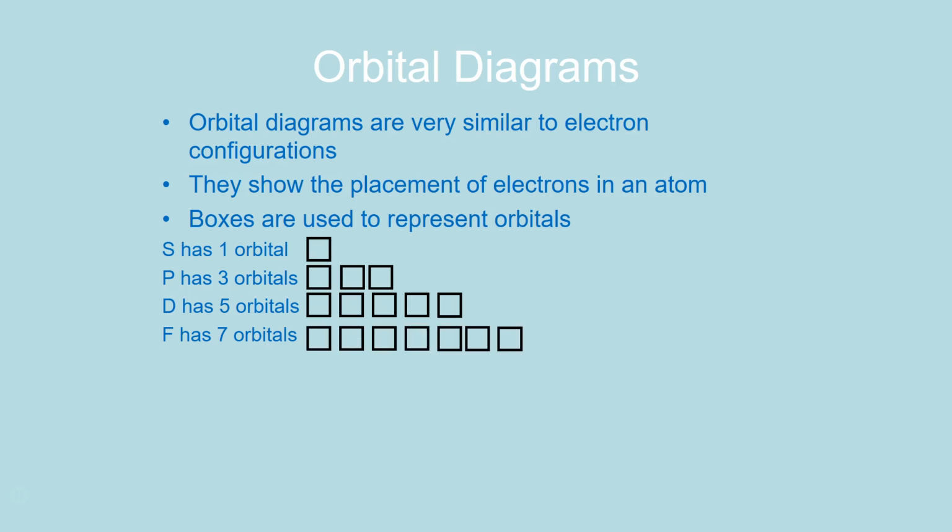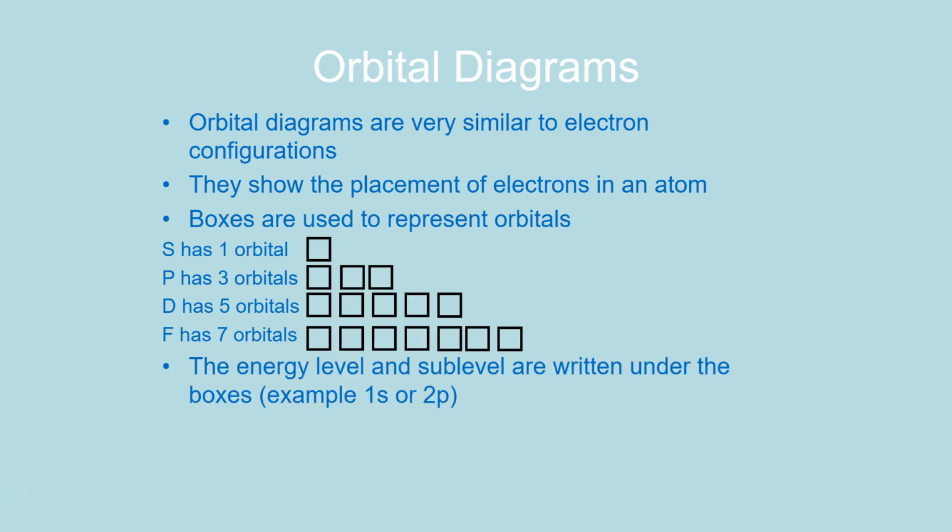A little trick I use to remember how many boxes I need to draw: it's half of whatever the number of elements would be in that orbital. So for example, our s orbital has 2 elements in each. 2 divided by 2 is 1. Our p orbital has 6 elements that make it up in each row, so 6 divided by 2 is 3. That's how I remember how many boxes to draw, but you can come up with your own way.